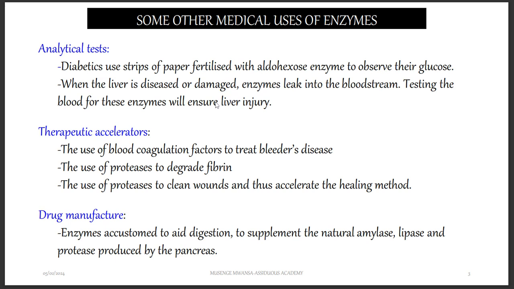So you have got many other different functions like therapeutic accelerators. So you can use enzymes, the use of blood coagulation factors. Now, coagulation is clotting, okay? Clotting. So you can use blood coagulation factors to treat bleeders disease. If someone is bleeding, in your blood there are some we call clotting factors. These are proteins which will make your blood to clot. If you injure yourself, blood stops coming out because you have got clotting factors. You also use these enzymes in the manufacture of drugs.